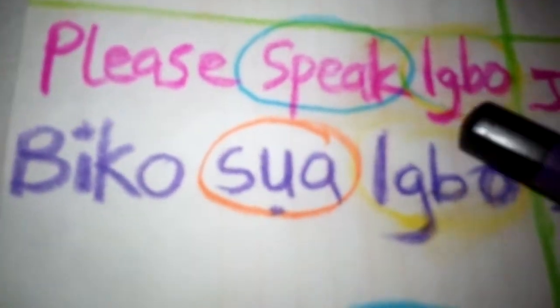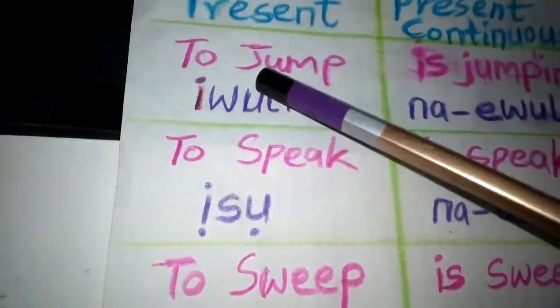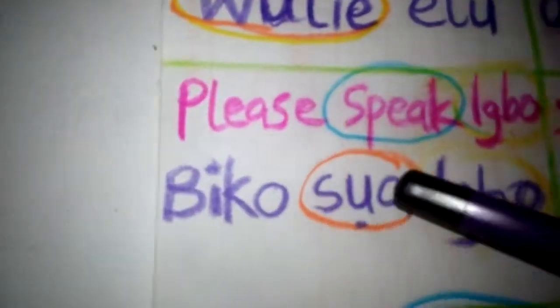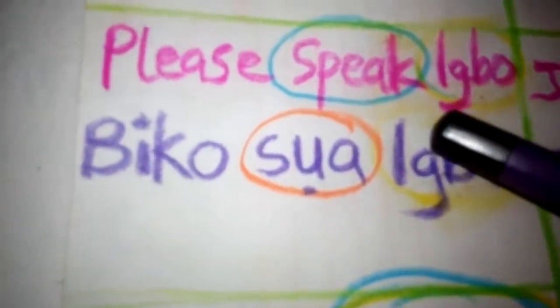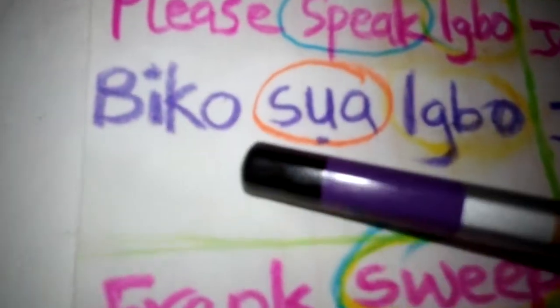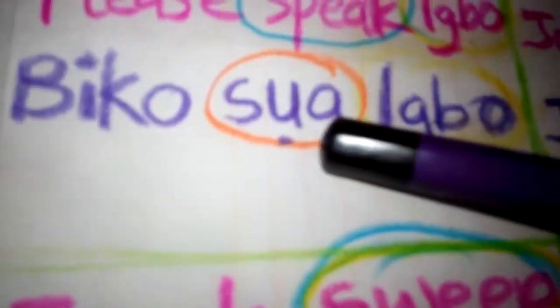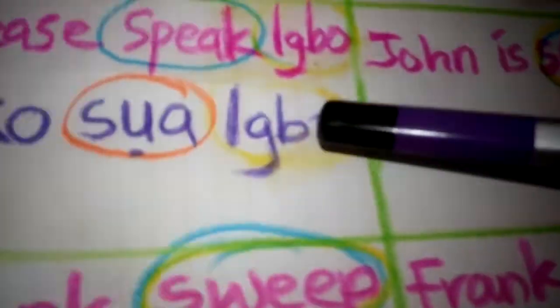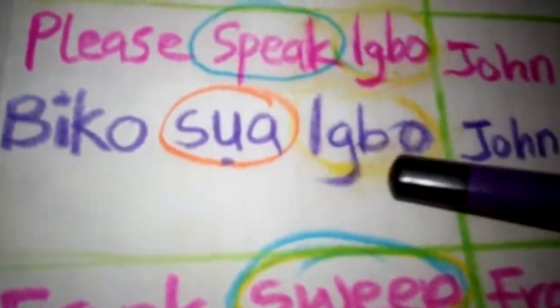Please speak Igbo. That's the present. Okay? Please speak Igbo. This is the present, okay? Speak, okay? So you can say so Igbo, or you say swa Igbo, because swa Igbo.